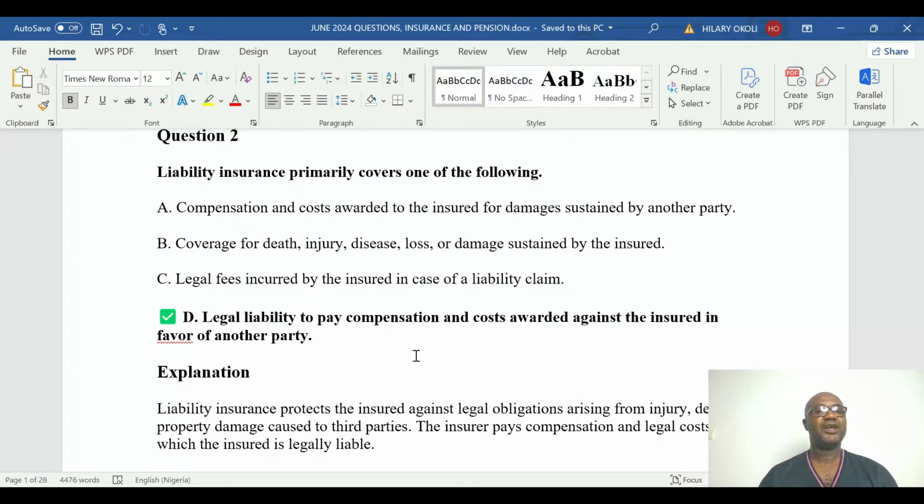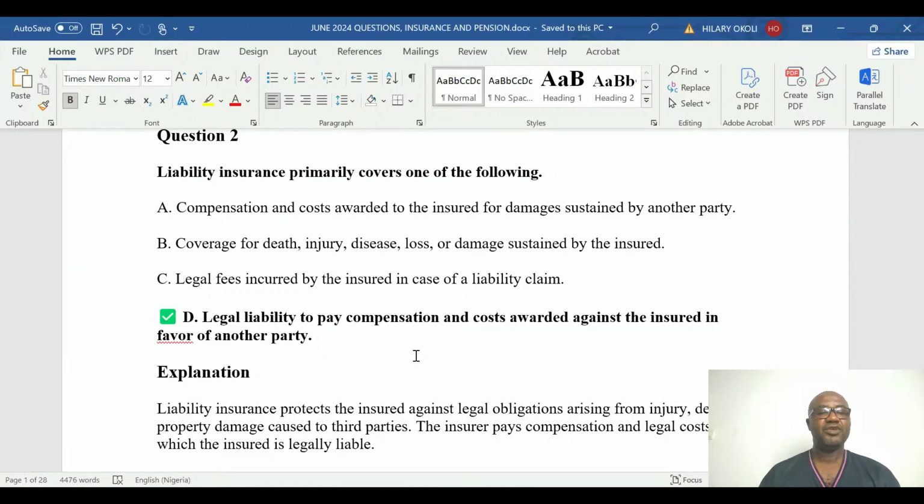So liability insurance does not cover legal fees incurred by the insured in case of a liability claim. No, it doesn't cover death or injury or even disease or loss. So one thing you will have in mind is that liability insurance is in favor of another party. Option one says it is the compensation and costs awarded to the insured for damages sustained. No, this is just the opposite. No, the answer is D.